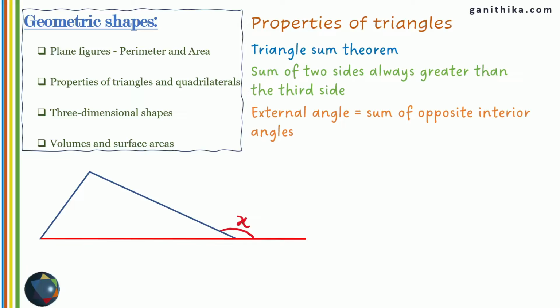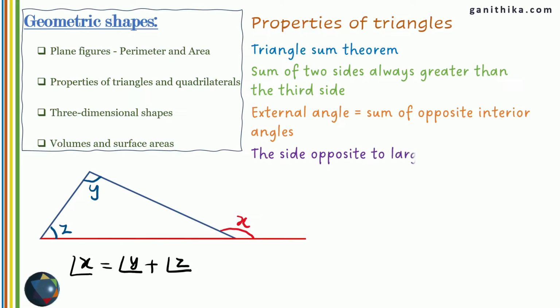In this case, x is an exterior angle. What is the interior opposite angle to x? This angle and this angle. So y and z are opposite interior angles to the exterior angle x. According to the property, the exterior angle is equal to the sum of the opposite interior angles. So angle x is equal to angle y plus angle z. So this is the property that we had as the third property of the triangle.